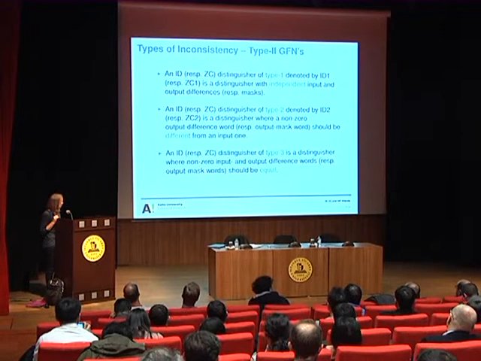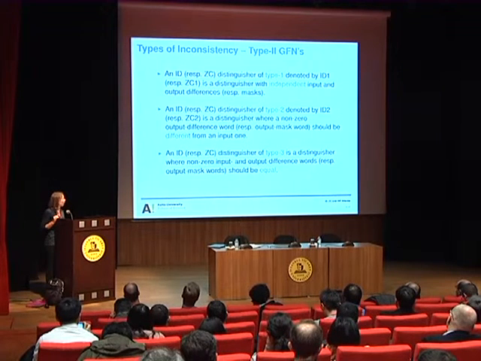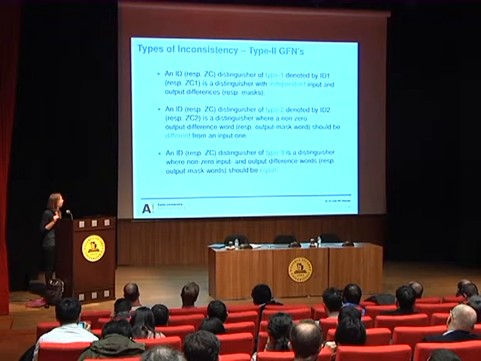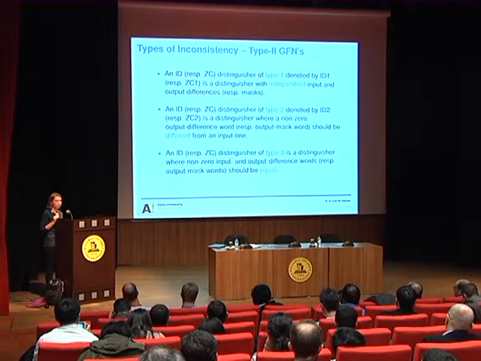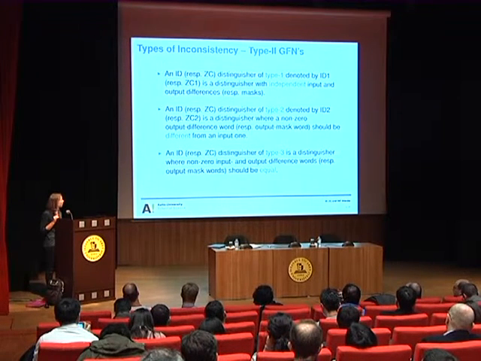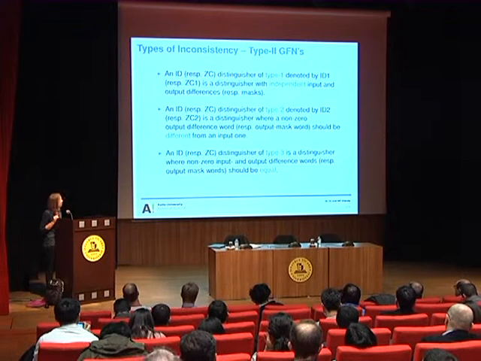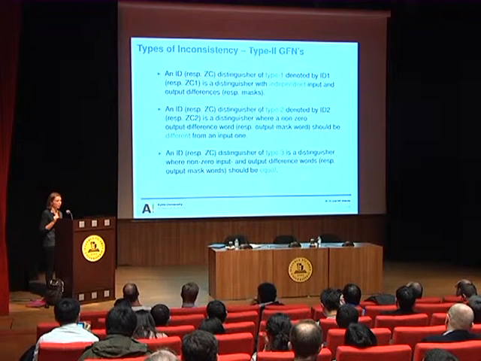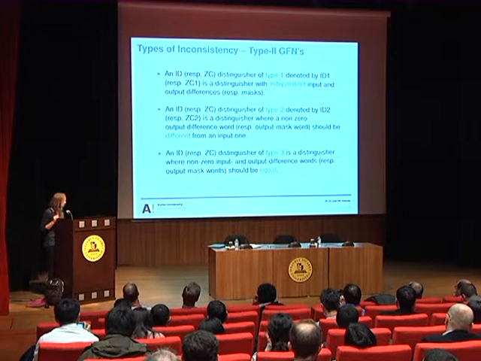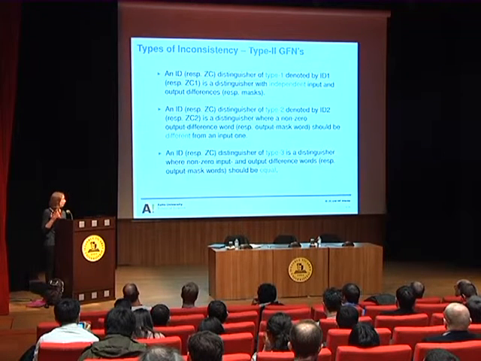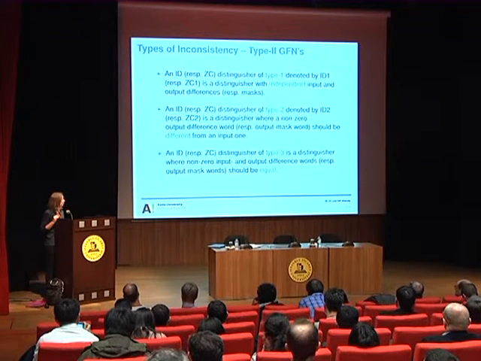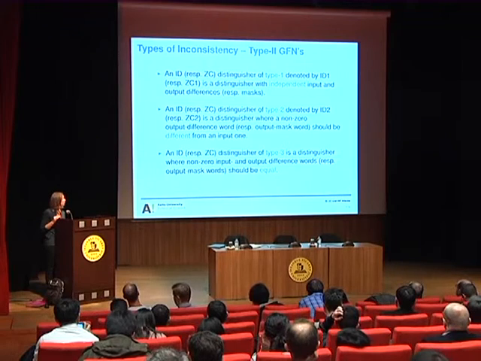In the impossible and zero correlation context, we can define three types of inconsistencies. In particular, we have introduced the following definitions. We call a distinguisher of type 1 a distinguisher with independent input and output differences. Note that the same definition applies in the zero correlation linear context if instead of differences we take masks. And we denote a distinguisher of type 2 a distinguisher where the input and output differences should be different. And a distinguisher of type 3 is a distinguisher for which the input and output differences, or input and output masks, should be equal. We also notice that these three types of distinguishers apply in the impossible and zero correlation linear contexts.